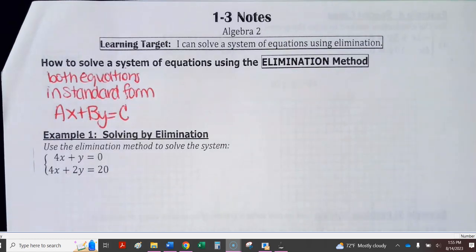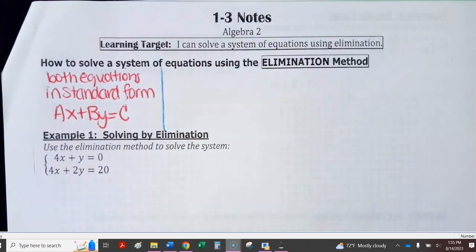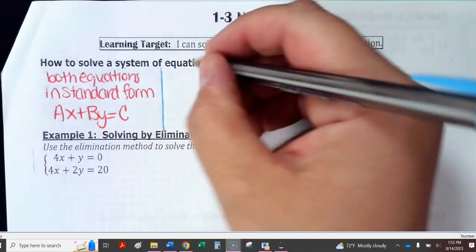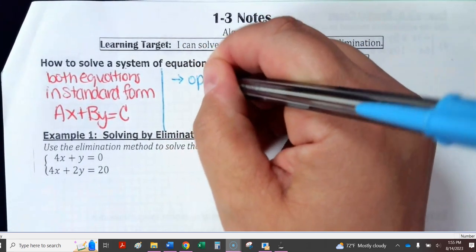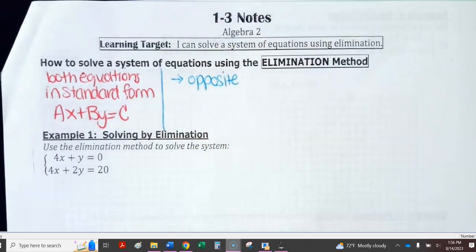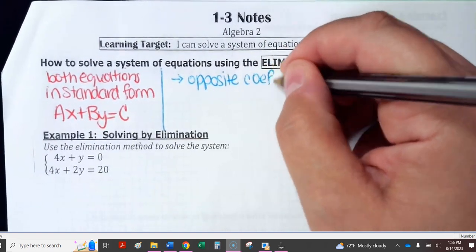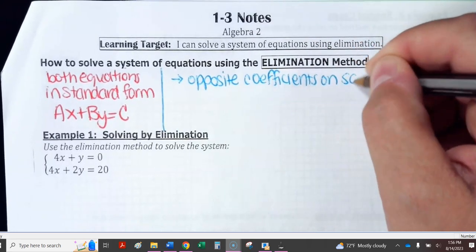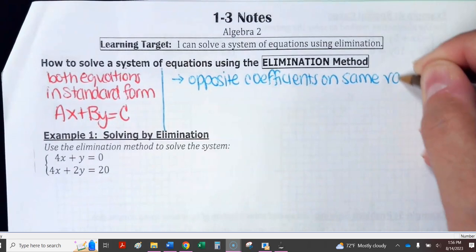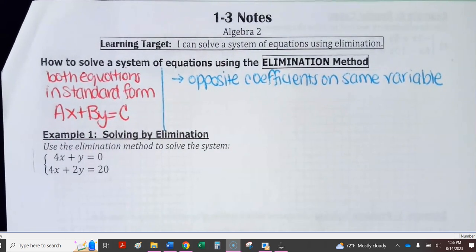Okay, to actually solve a system, if you guys look down here, these are all equations that are both in standard form in these systems. What you want to do is you're looking for opposite, and I just mean like one's positive and one's negative, opposite coefficients on the same variable. That's what you're looking for. That would be the easiest possible situation you could have.